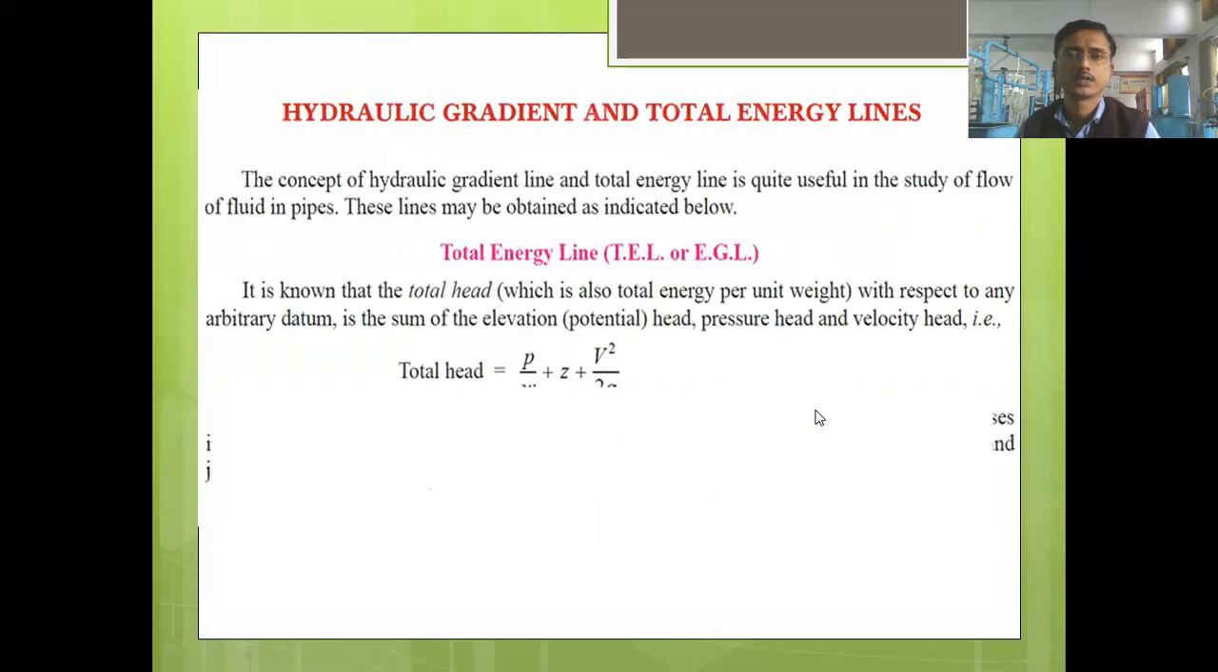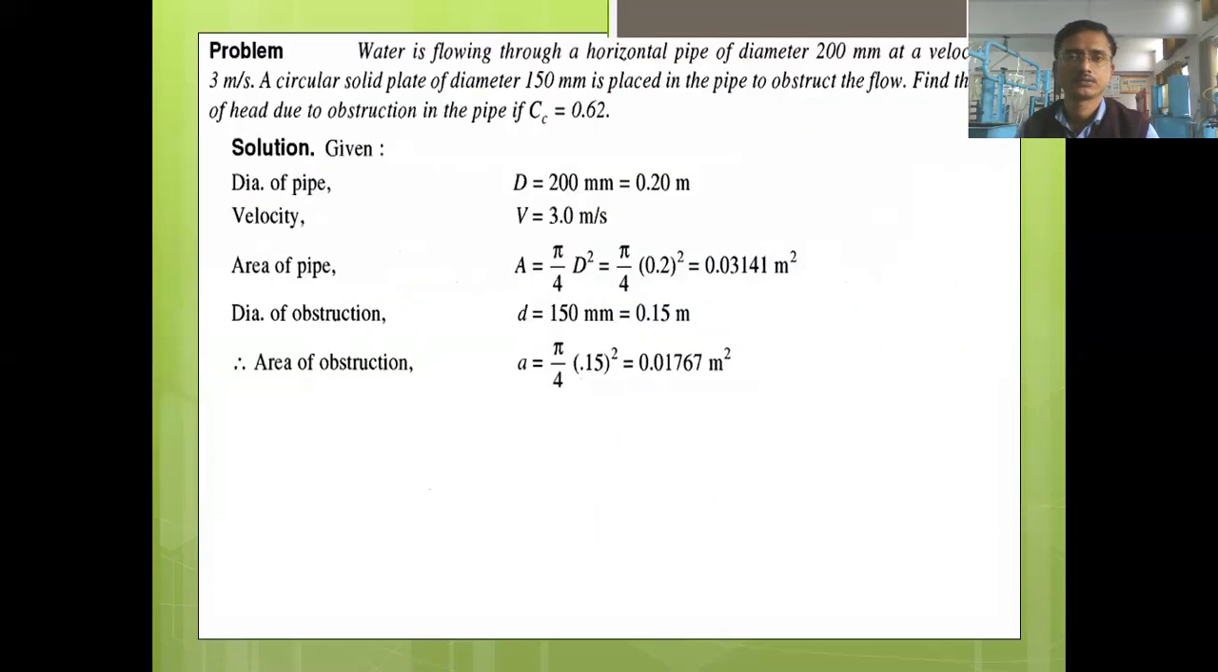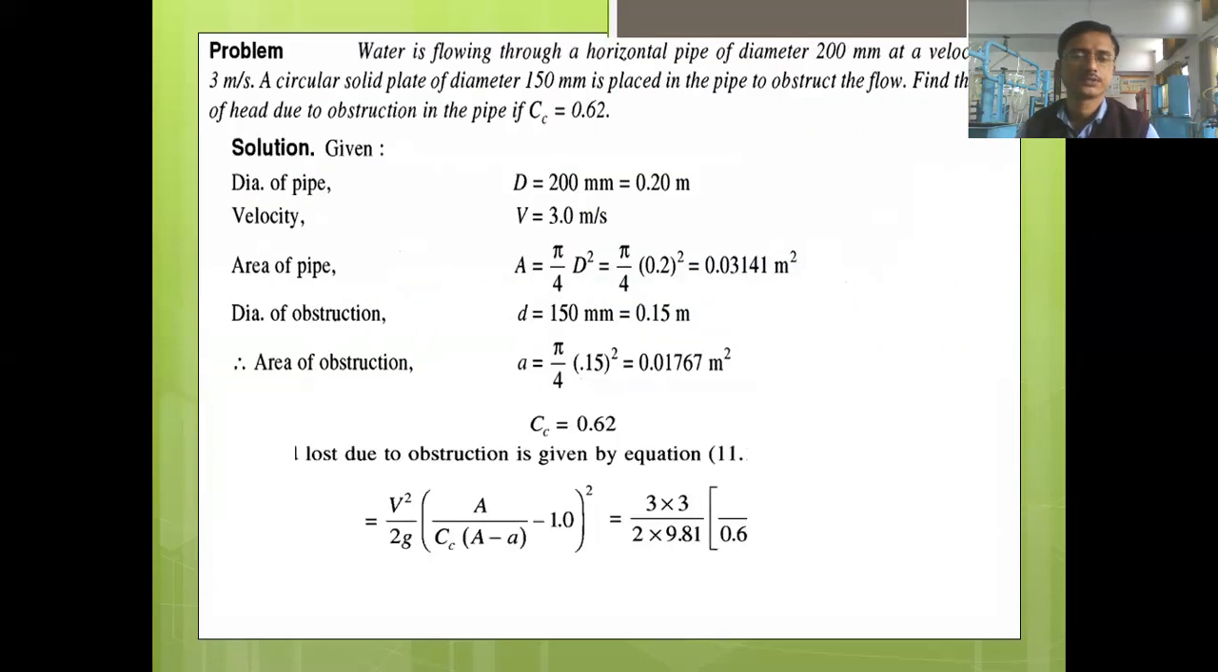Our next point is hydraulic gradient and total energy line. So this point we are going to see in the next lecture. Okay. Today we will stop here, up to this much only, because if we take this next point, it will become much more heavy dose for today.